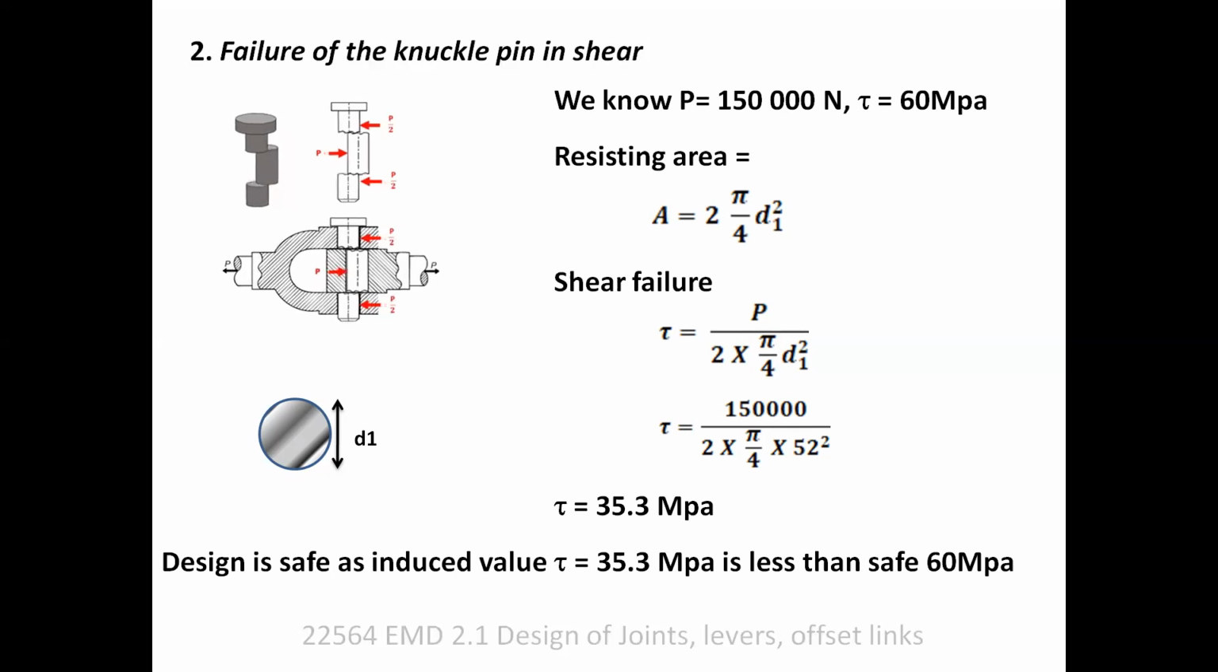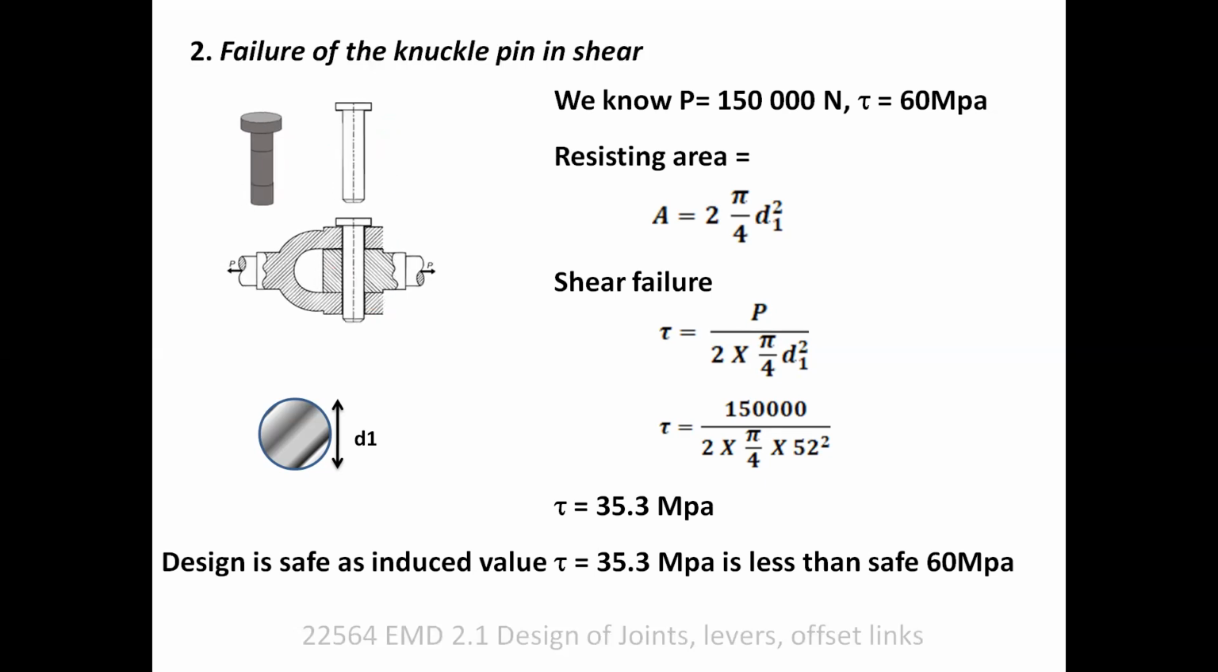So 52, which is the diameter of the pin, is very safe, as the shear stress is only 35.3 megapascal, but the capacity to sustain stress is 60 megapascal. So our design is safe. Our dimension D1 is very safe. In this way, we get the first failure, of the knuckle pin in shear, and the safe value D1. Okay, let us go further.